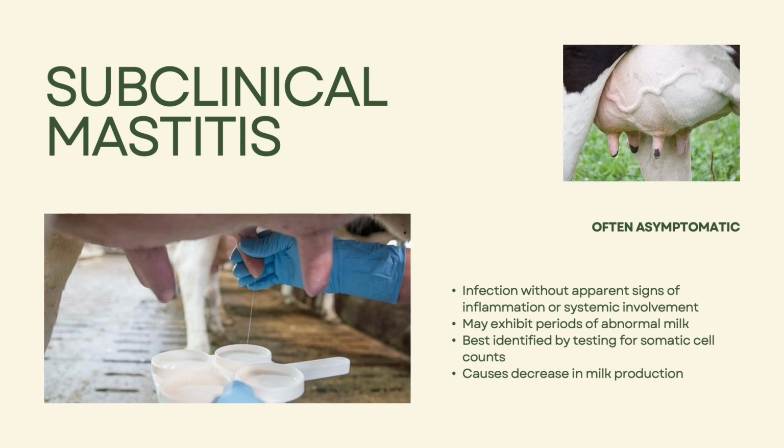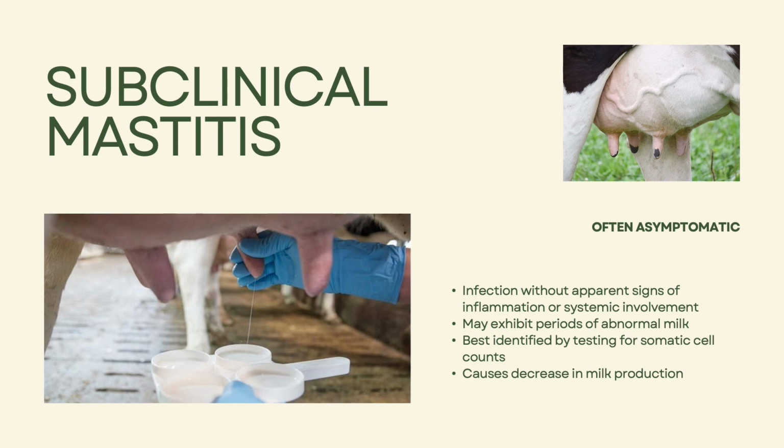So there's two types of mastitis, subclinical and clinical. We're first going to discuss subclinical as it's usually a milder case of mastitis. Because it's subclinical, it presents without clinical signs, so it's often considered asymptomatic. Subclinical mastitis is an infection without apparent signs of inflammation or systemic involvement. So the infection is localized just to the mammary gland.